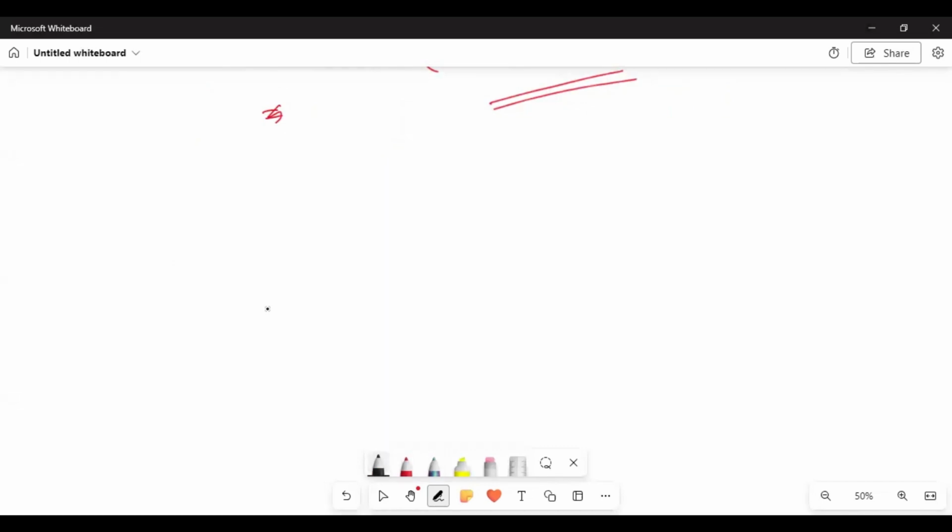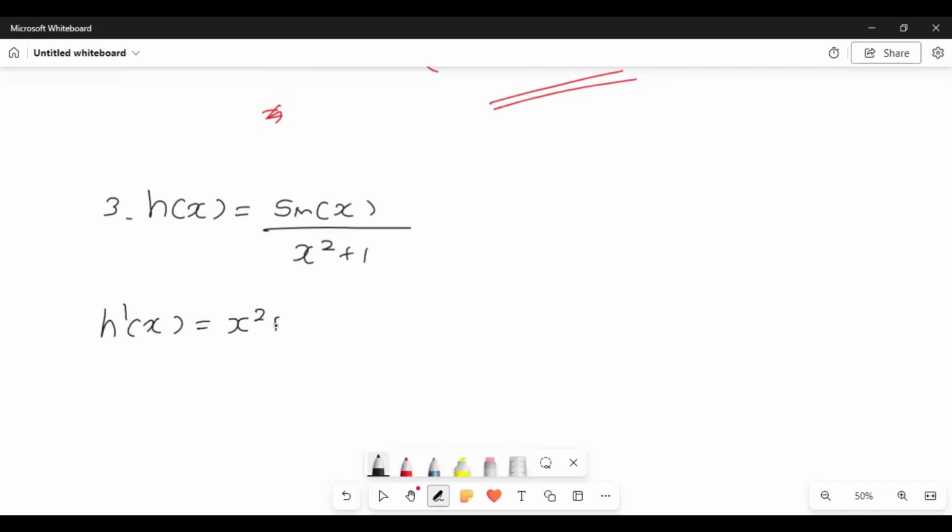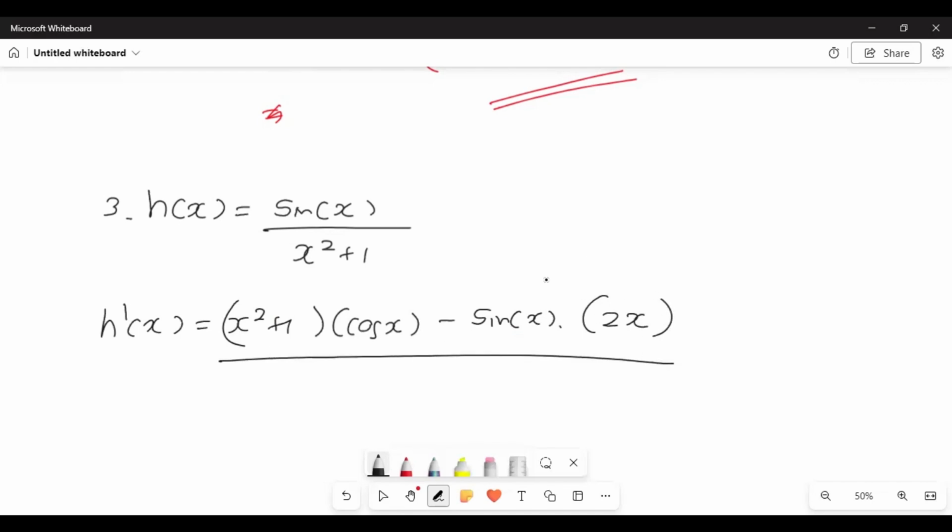Okay, so on to question number 3. h of x equals sine x divided by x to the power of 2 plus 1. So it's going to be h dash x equals x to the power of 2 plus 1 times cos x minus sine x times 2x plus 0. You don't need to write 0, as I told before. So then divided by x to the power of 2 plus 1 squared.